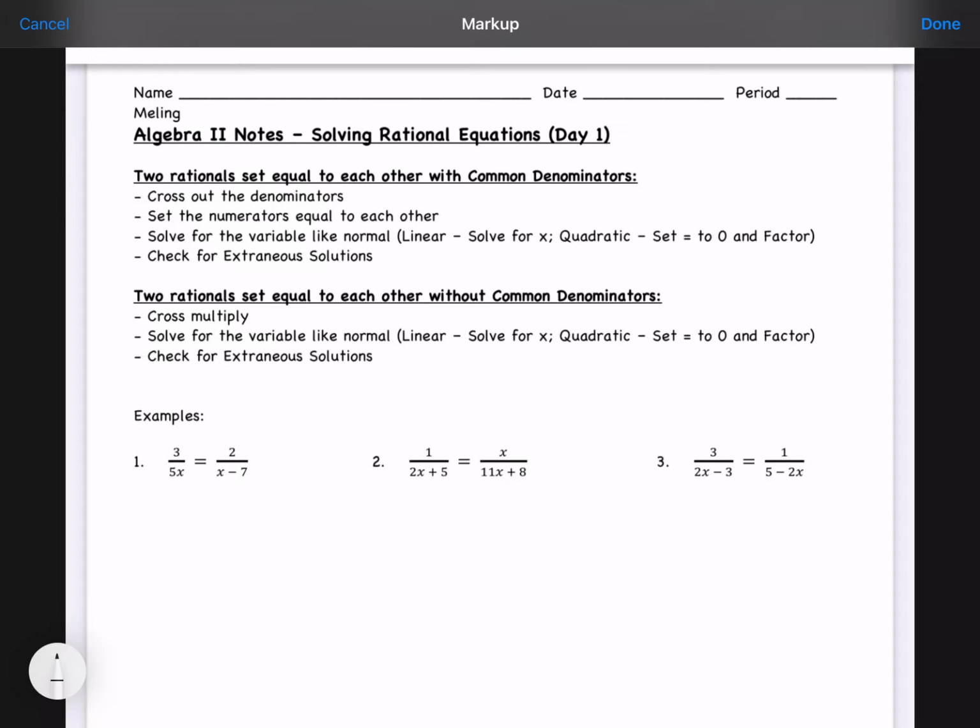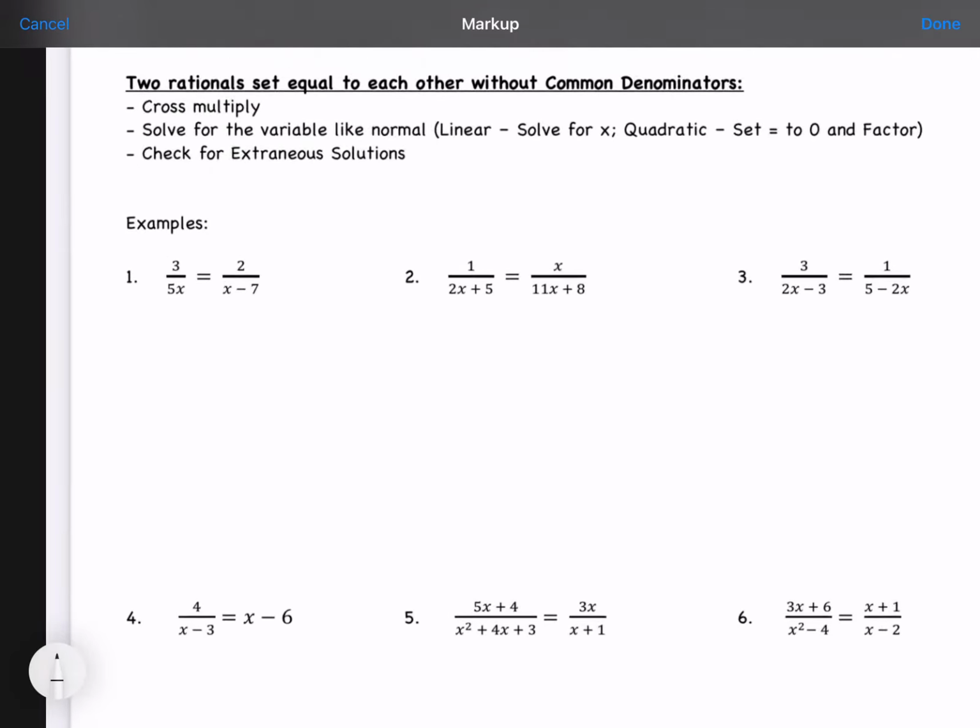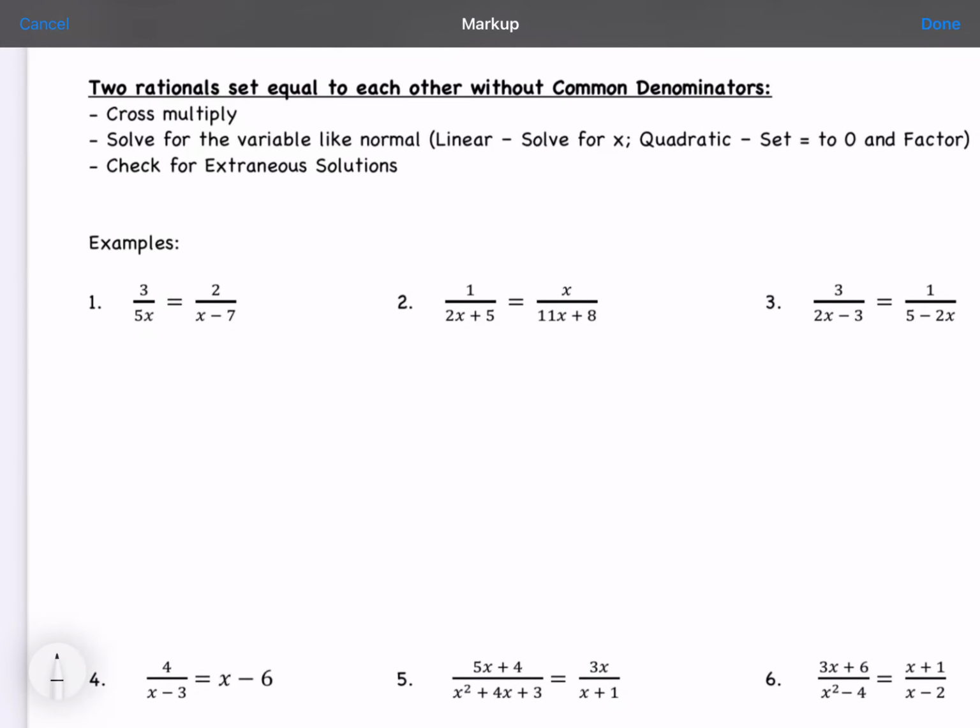So if you have two rationals without common denominators, we can cross multiply. We solve and check for extraneous solutions. So we just want to make sure that our solutions don't give us a zero in the denominator. All right, so if we're looking at number one, they don't have the same denominator, but we can cross multiply.